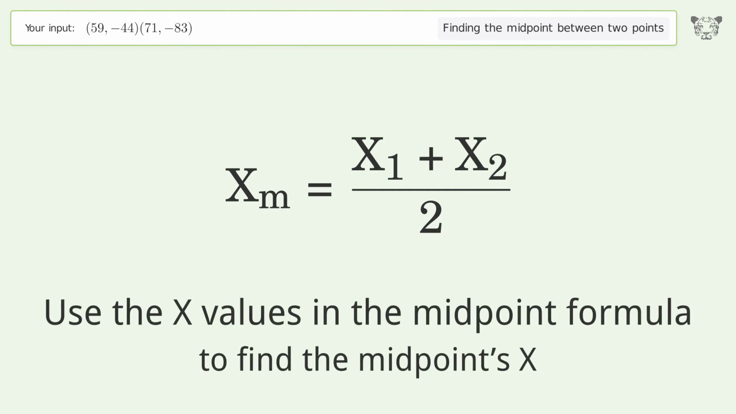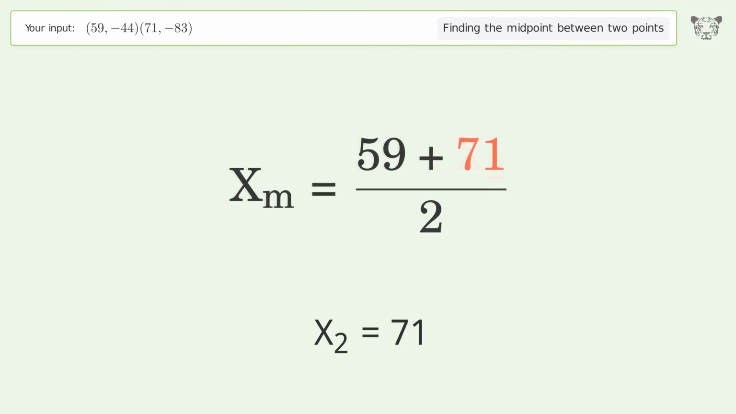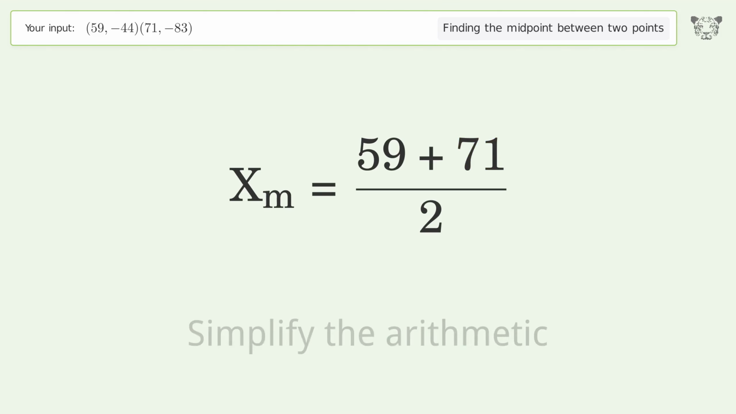Use the x values in the midpoint formula to find the midpoint's x. x1 equals 59. x2 equals 71. Simplify the arithmetic.